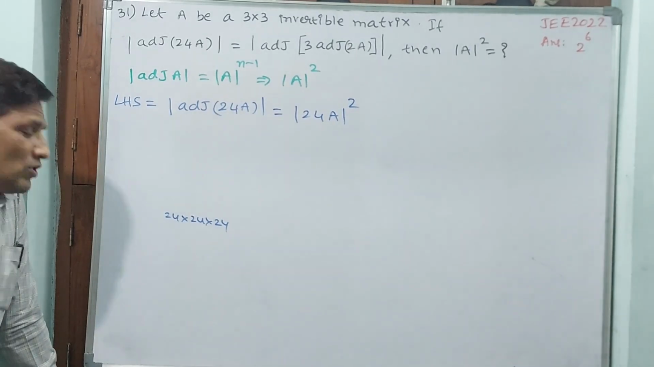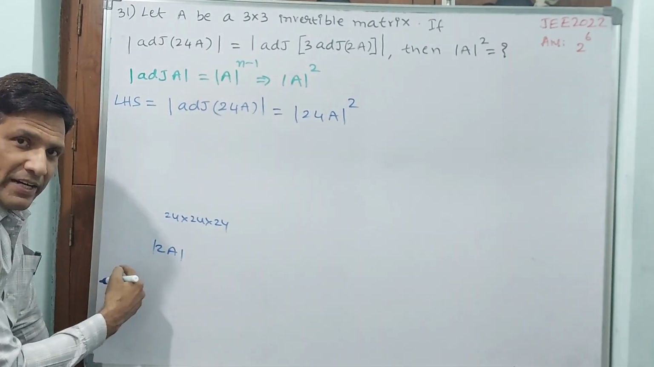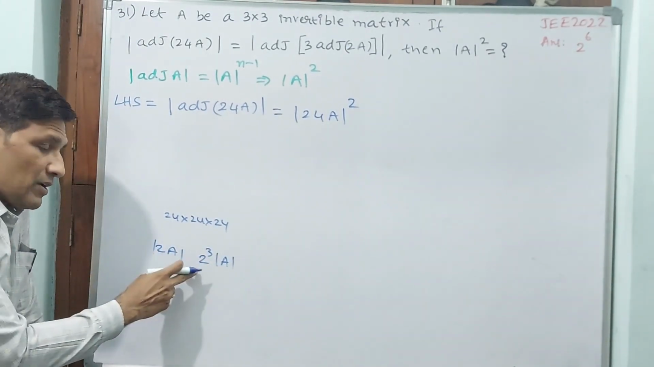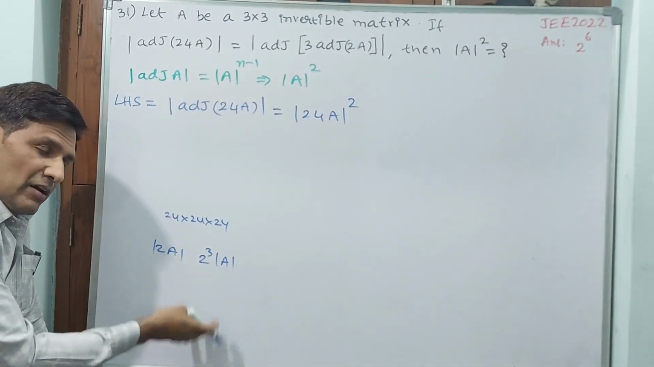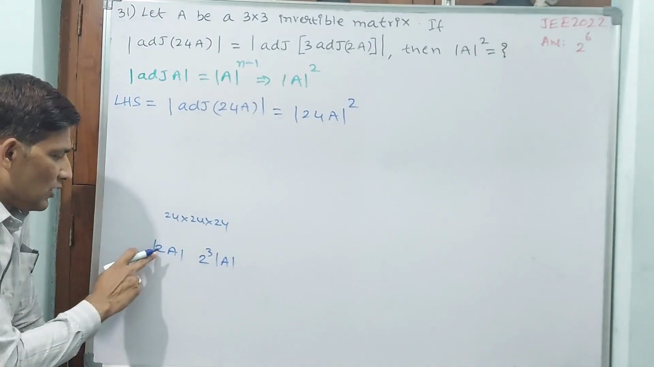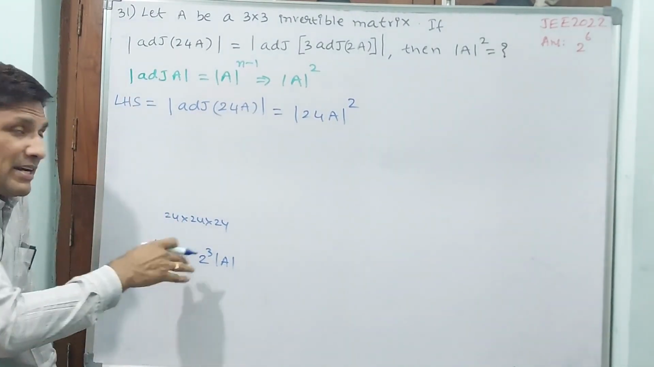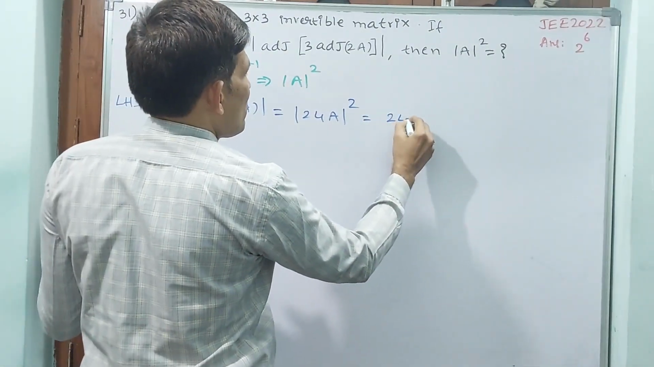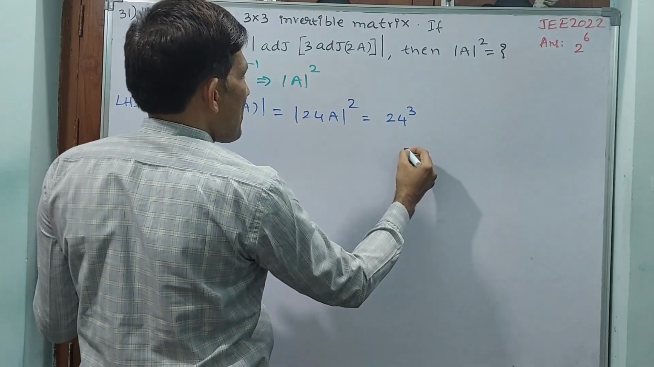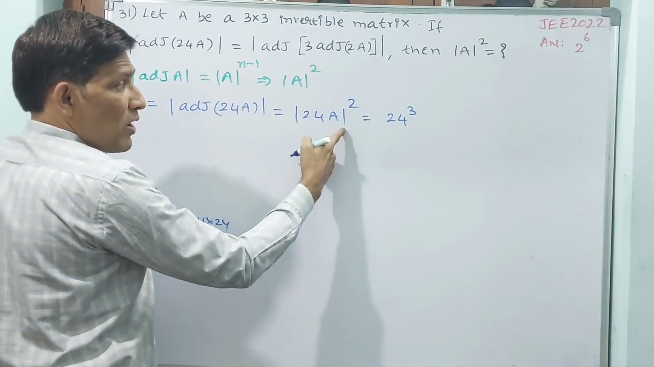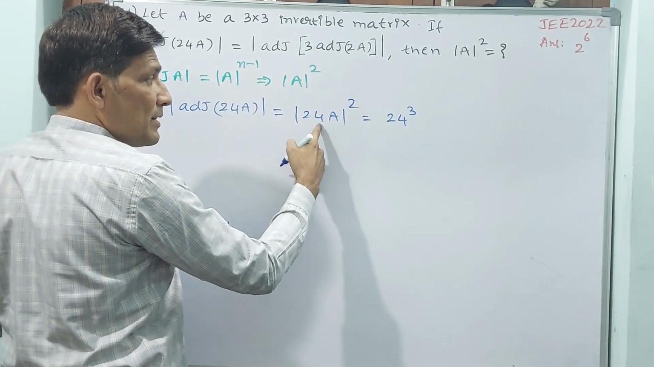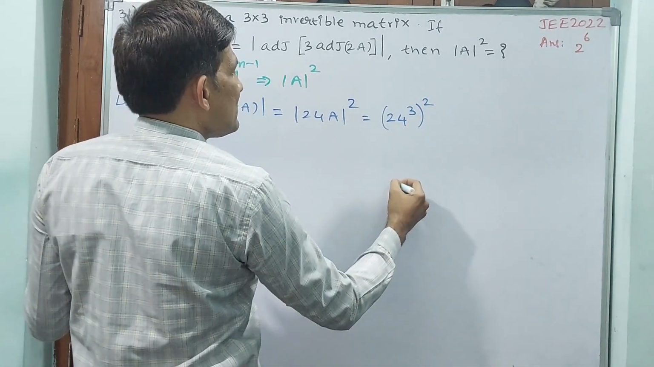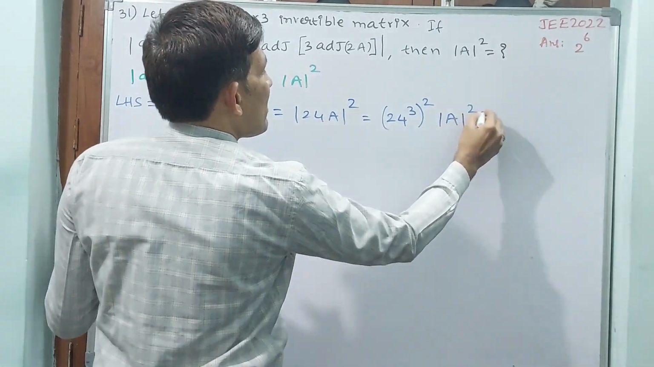Understand? Why? Because if you want to bring 2A outside, what will happen here? 2 cube into determinant A. Why? Because first column, second column, third column, all you have to take out. That means whatever the number is for a 3 by 3 matrix, you have to cube it. Now see how I am writing this. 24 cube we have taken outside, but determinant already has power square, so whole power square, determinant of A square. Understand?